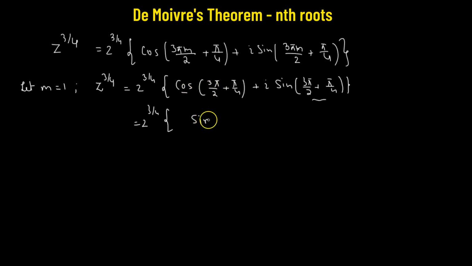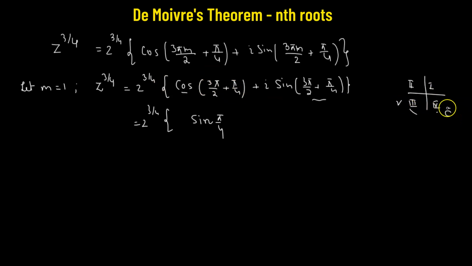Cosine will become sine. And then this will become sine of pi over 4. Now 3 pi over 2 plus pi over 4. That means we have our first, second, third and fourth quadrant. So 3 pi over 2 means we are in the third quadrant, but we are also adding pi over 4 to it, which takes it to the fourth quadrant.